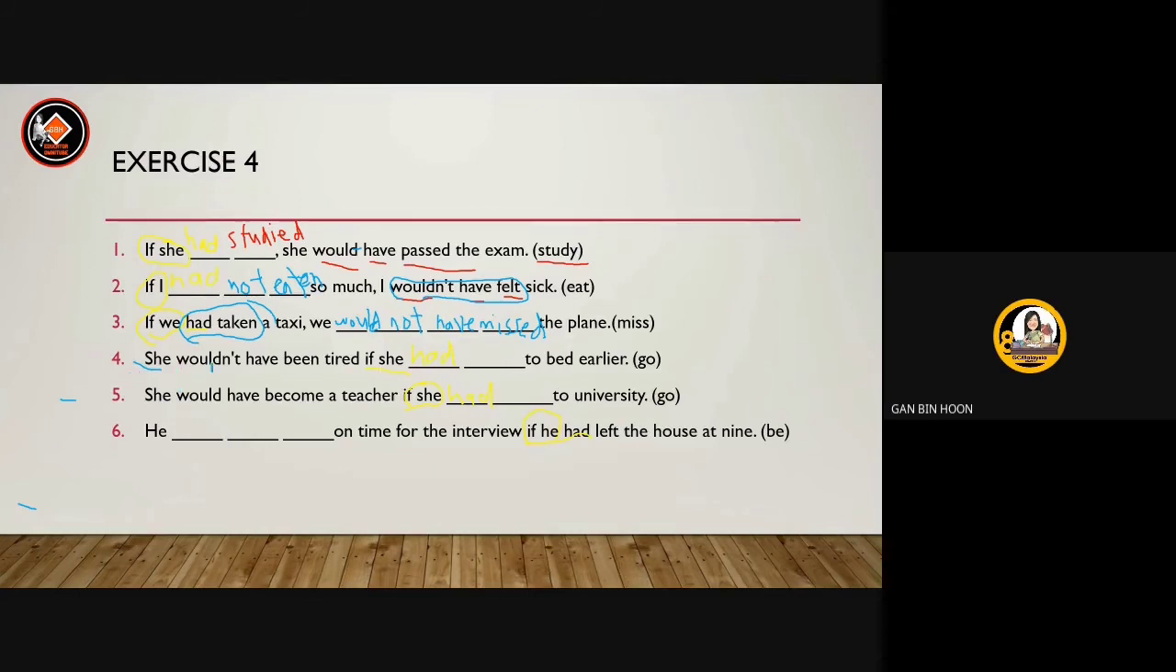Okay, number 4. She would not have been tired if she had to bed early. If she had, what's the answer? Answer will be if past tense of go, when. Past perfect will be gone, right? So she wouldn't have been tired if she had gone to bed early. Okay?